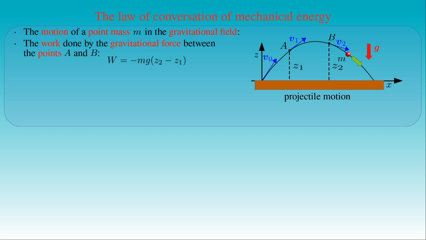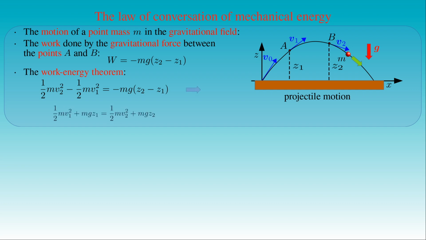If we substitute this result into the work-energy theorem, we can write that 1/2 m v2 squared minus 1/2 m v1 squared is equal to minus m g times the difference between z2 and z1. Then we obtain the equation stating that 1/2 times the mass m times the square of the velocity v1 plus the mass m times the magnitude of the gravitational acceleration g times the height z1, is equal to 1/2 times the mass m times the square of the velocity v2, plus the mass m times g times the height z2.